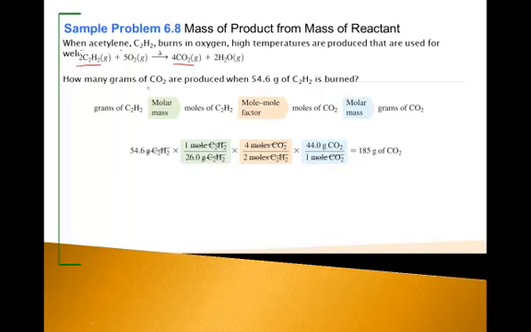Well, they asked me to find grams of CO2, so now I'm going to have to go from moles of CO2 to grams of CO2. And to do that, I'm going to need the molar mass of CO2. So 1 carbon, 2 oxygens added up off the periodic table. That's 44 grams for each mole. And since I had moles here, the moles go on the bottom and those cancel, and I take 54.6 times 1 times 4 times 44, and I would be dividing by 26 times 2 times 1, and that gets me 185. So I was using my mole to mole ratio, and I was also using those molar masses.